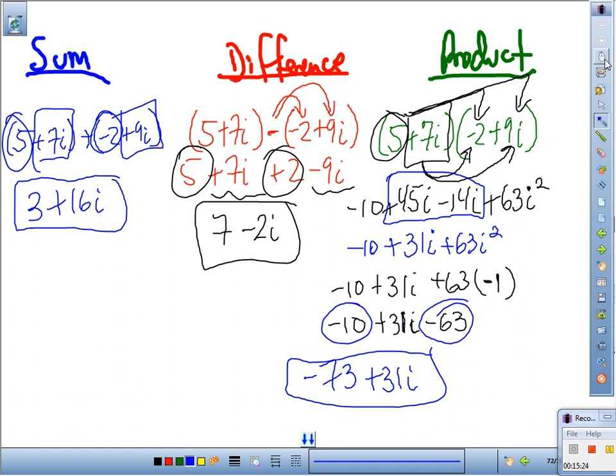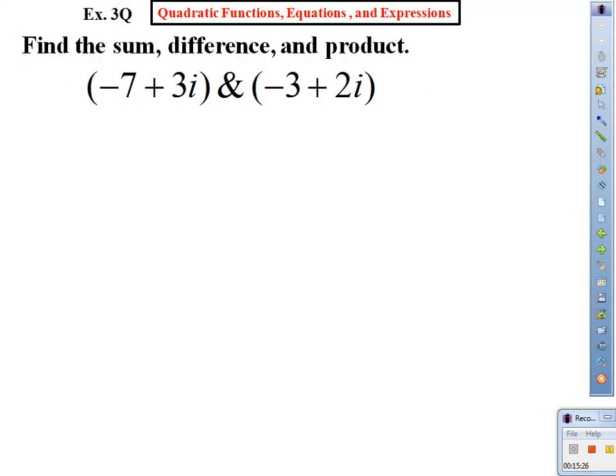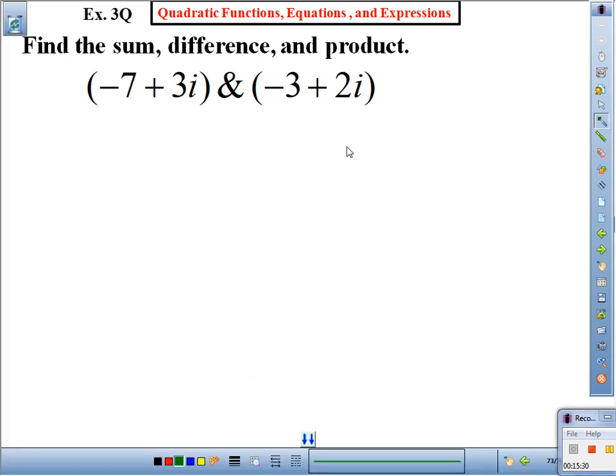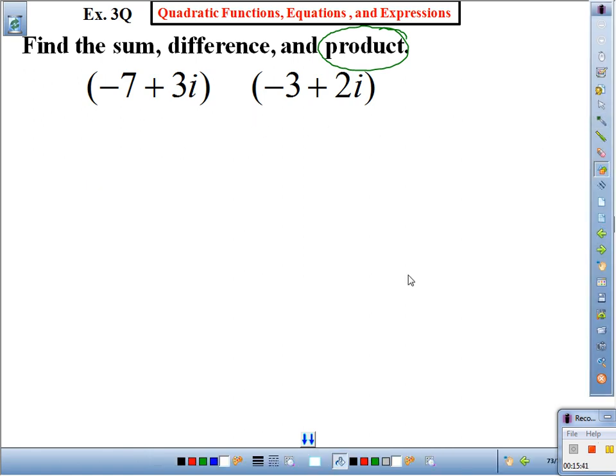Last one. Here we go. Copy this one. I want you to only find me the product. The product. Negative 7 plus 3i times negative 3 plus 2i. Simplify at the end. I'll pick someone at random. If they got it, we're done. If not, we do one more. You're like, well, Mr. Q, the bell's about to ring. I know.